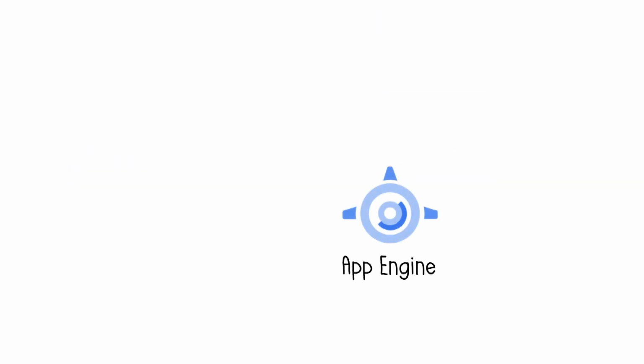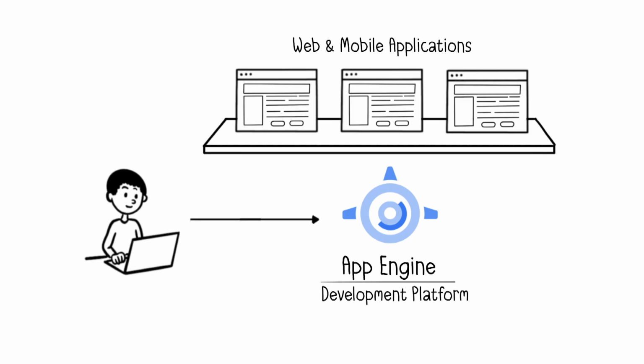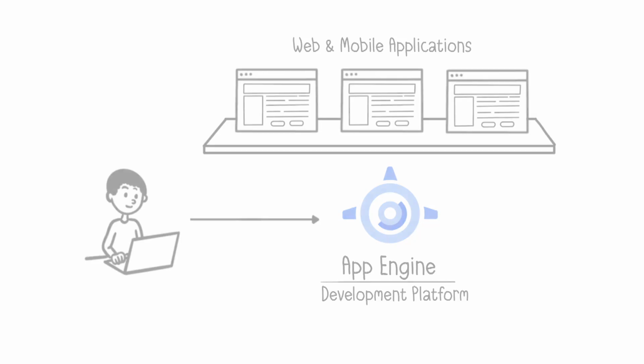App Engine is a platform for deploying web and mobile applications. It supports a wide range of popular programming languages and runtimes like Python, Java, PHP, Go, or Ruby. In short, use App Engine if you want to quickly deploy a web application without dealing with the server side.